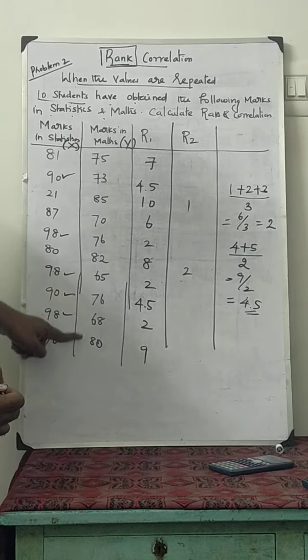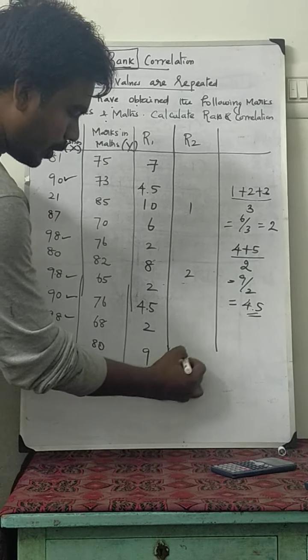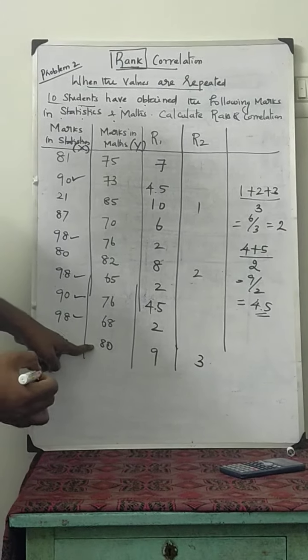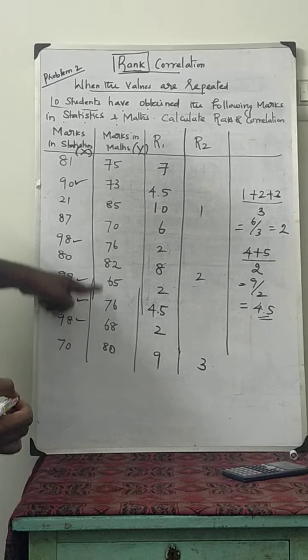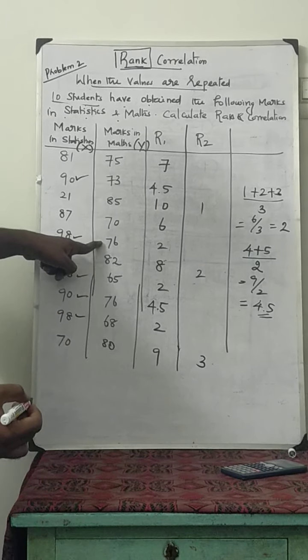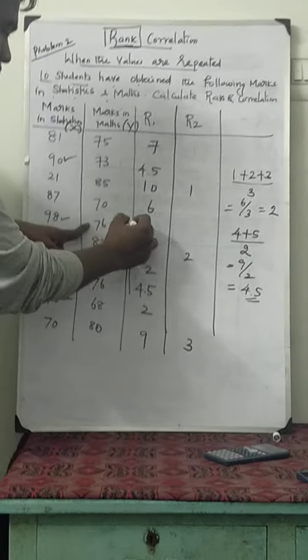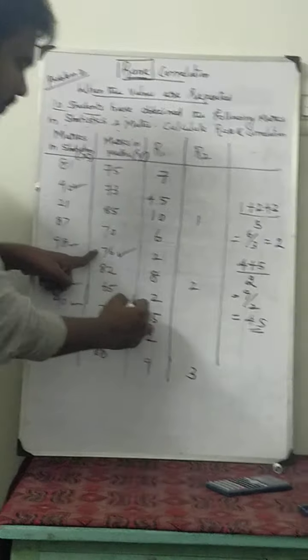After 82, 80 has no repetition. Then after 80 we have 76. 76 is repeated 2 times. Already we have assigned 3 ranks.